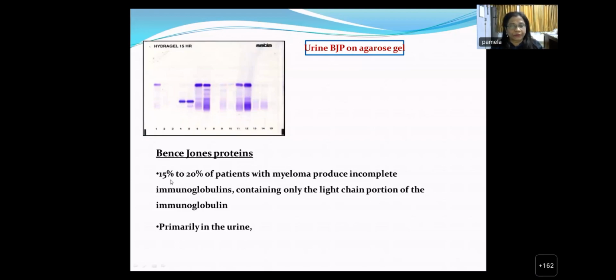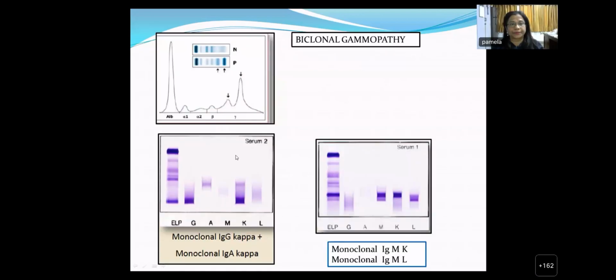About 15 to 20% of patients with myeloma produce incomplete immunoglobulins, which is light chain plus partly heavy chain. And these contain only the light chain portion of the immunoglobulin, which is primarily seen in the urine.